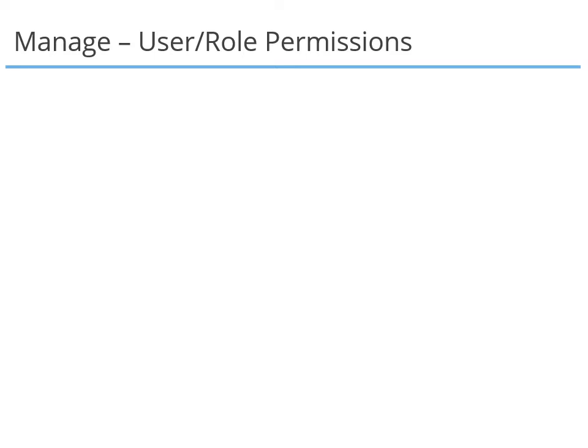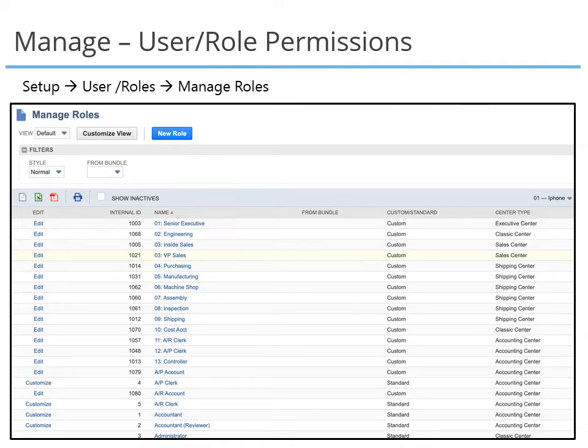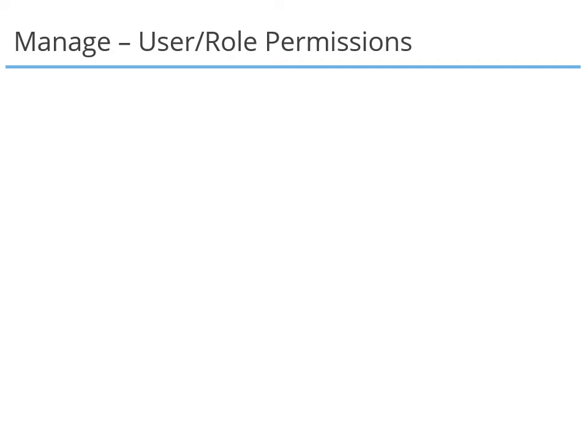To manage a role, log in as an administrator or any other role which has the authorization for managing roles. In the Navigation Center, move the cursor over to Setup. From the drop-down menu, select User/Roles and click on Manage Roles. The Manage Role form opens as shown in this slide. Click on the Edit button to change the permissions. When you click on Edit, you will see the form for changing permissions as shown in this slide.